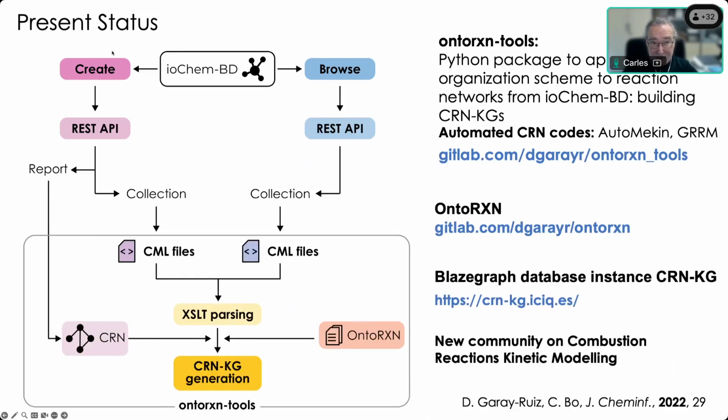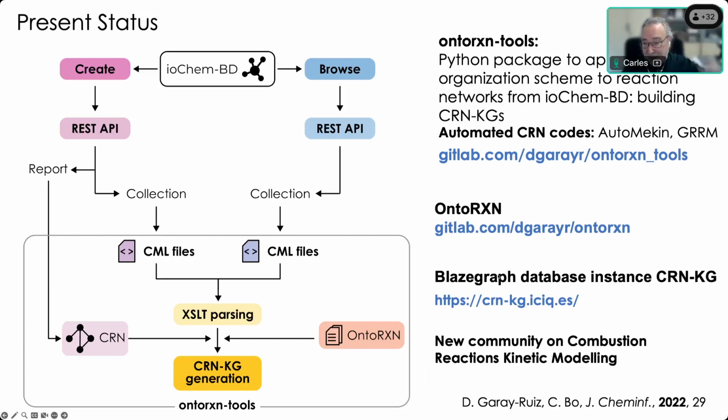What are we today? So the present status is that Diego Garay developed a lot of very nice tools to do all these processes almost automatically. So OntoRXN is the ontology definition and is available in GitLab. Diego wrote several tools that allow us to manage and to gather the information in IoChem together with the chemical reaction network and generate the knowledge graph.